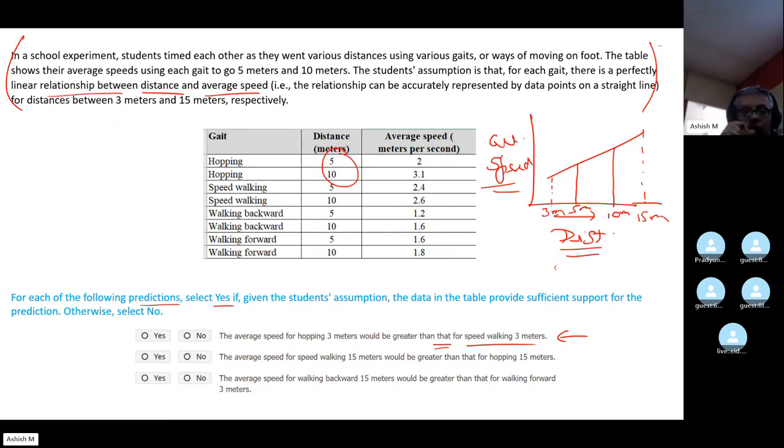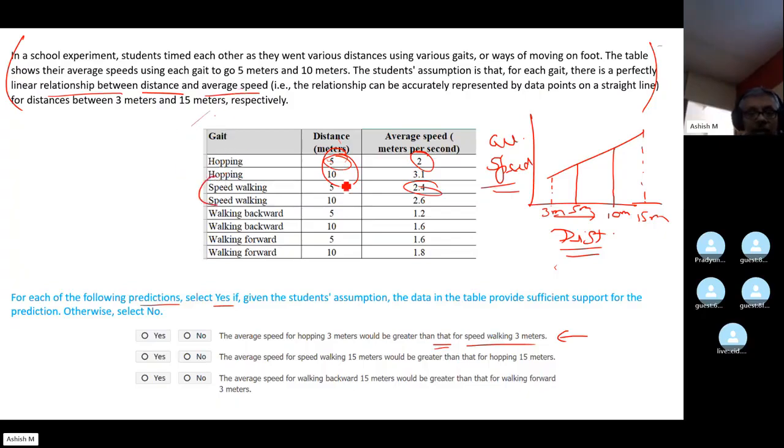Average speed for hopping 3 meters: would it be greater than 2 or lesser than 2 meters per second? Lesser than 2, because for 5 meters it is 2, so for 3 meters it will be lesser. Similarly, for speed walking, it will be lesser than 2.4. How do we find the exact value of average speed for speed walking 3 meters? That's my question.